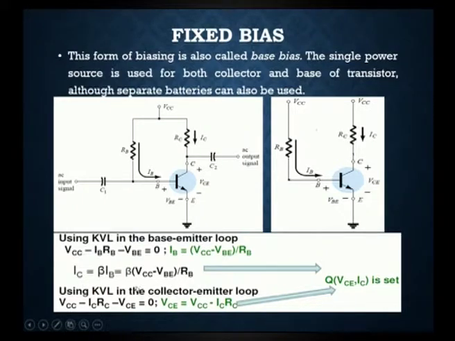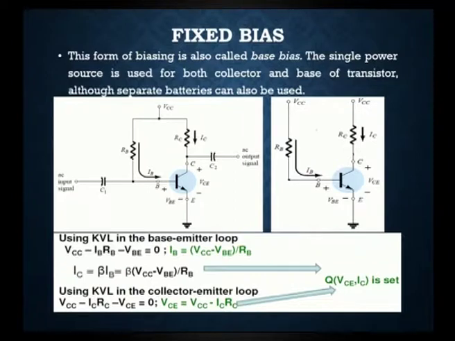Keep this in mind. Next, we apply KVL for another loop, the collector to emitter loop. For collector to emitter, it comes like this: VCC minus IC into RC minus VCE is equal to 0. So here VCE, the collector to emitter voltage, is equal to VCC minus IC into RC. These are the two things that we need to know for getting the Q point.